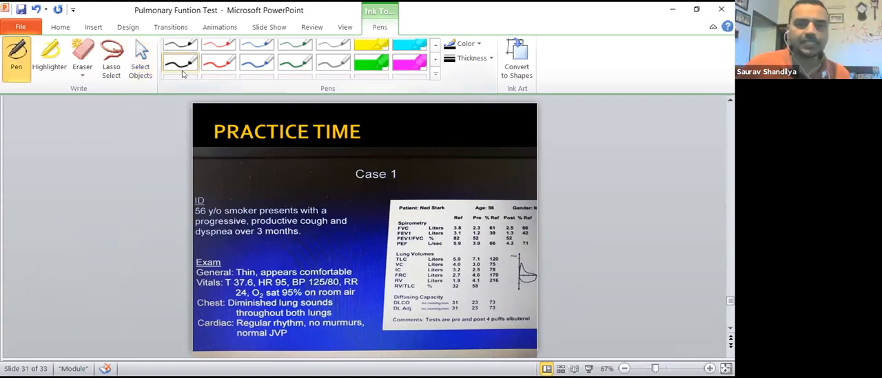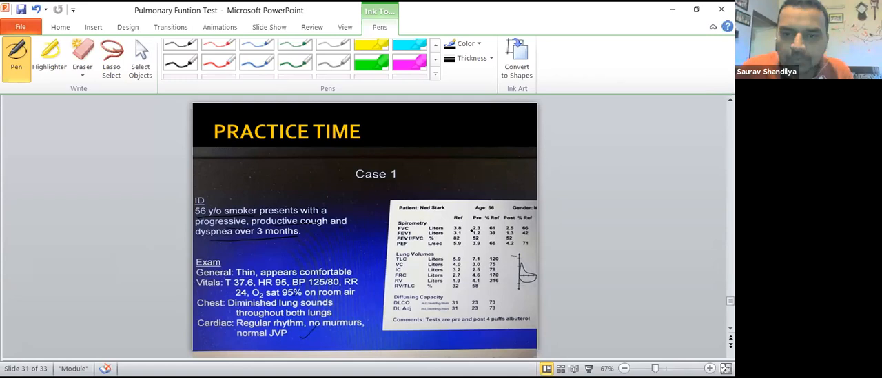If you see this report, history is a 56-year-old smoker who presents with a progressive productive cough and dyspnea over 3 months. On examination, thin, appears comfortable, temperature is 37.6, heart rate 95, BP almost normal, respiratory rate 24, oxygen saturation is 95% on room air, chest having diminished lung sounds throughout both lungs. Cardiac is regular rhythm, no murmur, normal jugular venous pulse pressure.